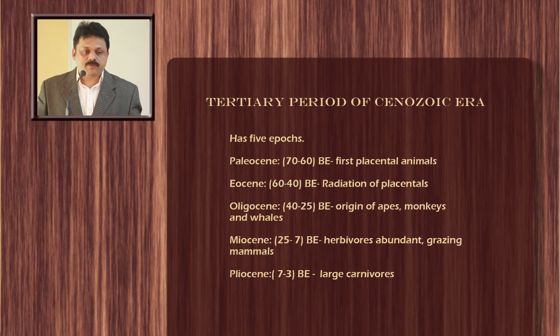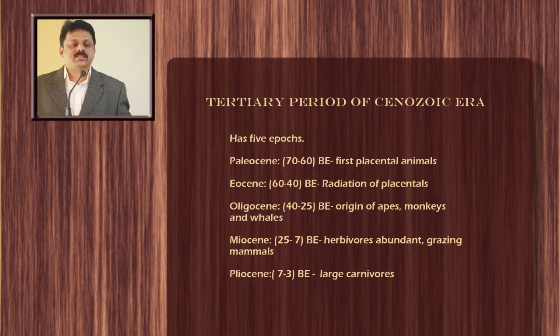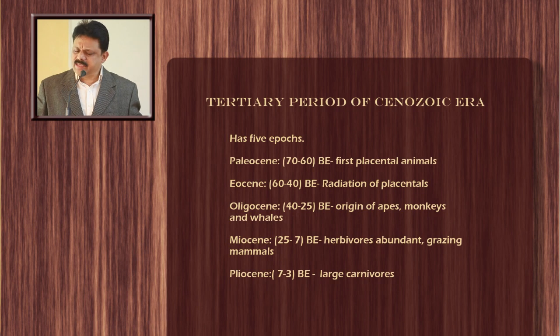The last or the fifth epoch of the Tertiary period of the Cenozoic era is referred to as the Pliocene epoch, that is between 7 to 3 million years before present, and the major biological event that occurred during the Pliocene epoch is the existence of the large carnivores.